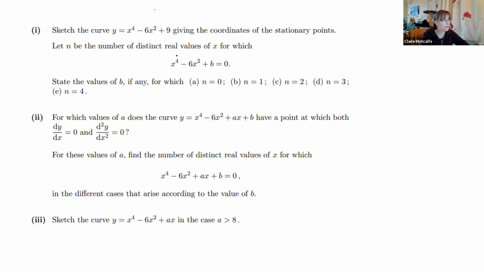So the first one's got an x to the power 4 minus 6x squared plus b. Then we change to ax plus b. And then for the last part, we've just got an ax. We haven't got the b going on. Let's start by looking at the first part.